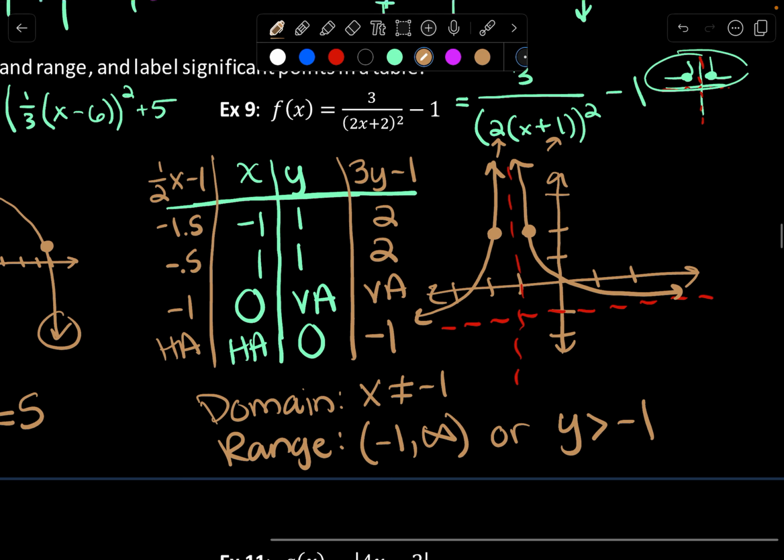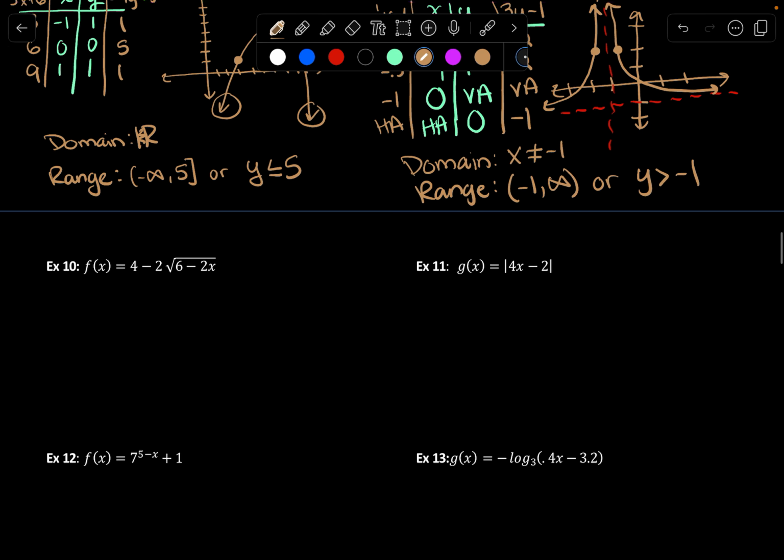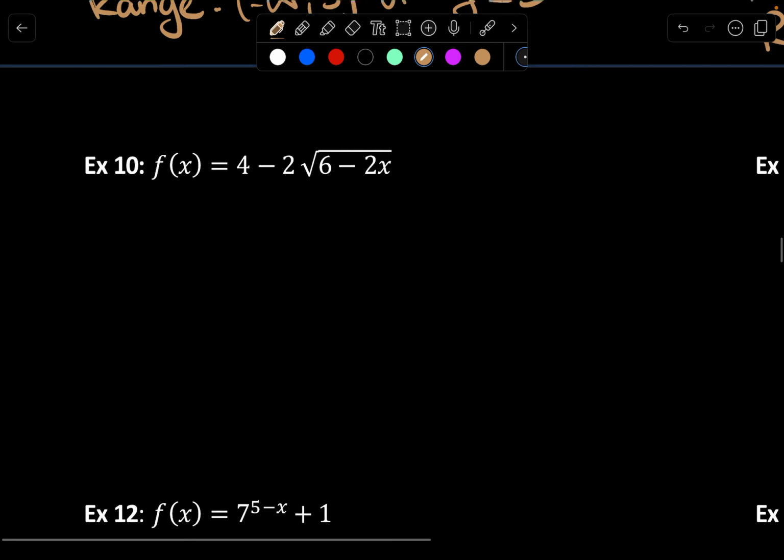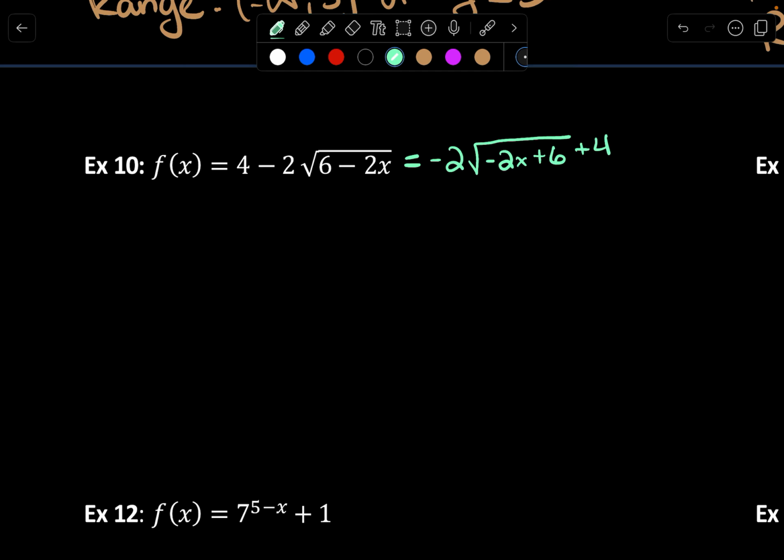So that's number 9. Number 10, we have 4 minus 2 times the square root of 6 minus 2x. So we need to rewrite this so it matches our transformation map. We'll have -2 times the square root. I'm going to rewrite this so that the x is the first term: -2x plus 6, and then we have our plus 4. So that's just so I can see all the transformations clearly.